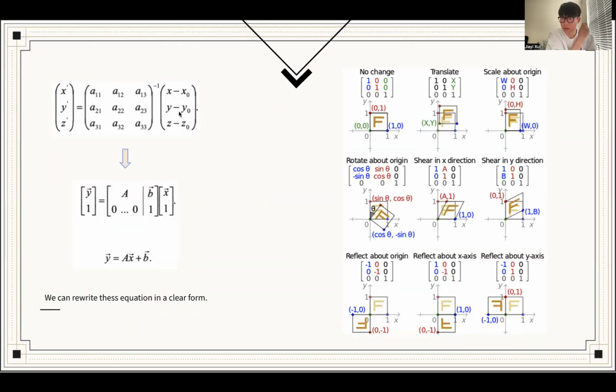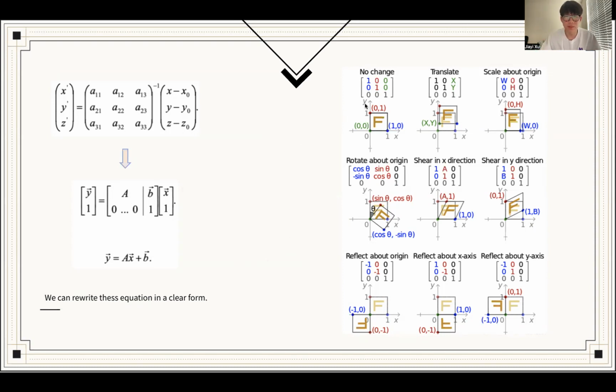And we can also write this in a really simple way. So this looks clearer and easier to understand. The A matrix here is where we're going to do the shaping, scaling, and everything, and the B vector here is about the simple translation, simple moving.